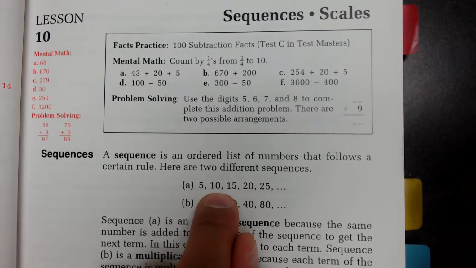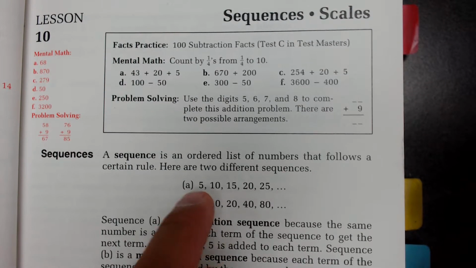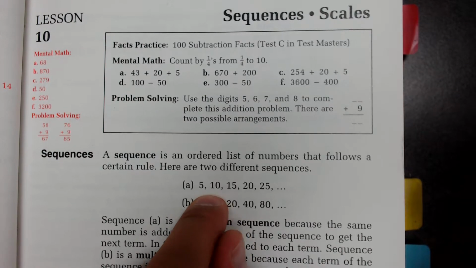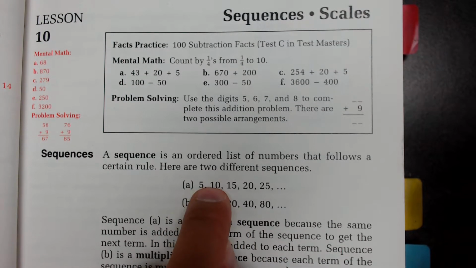We have 5, 10, 15, 20, 25. So in this sequence, we'll look at the first number and the second number. What happened from 5 to 10? Well, there's two things I can think of in my mind that happened from 5 to 10. Either we added 5 or we multiplied 5 by 2.